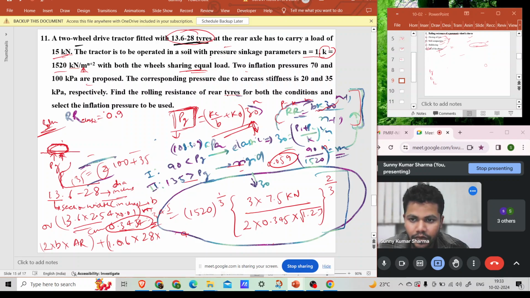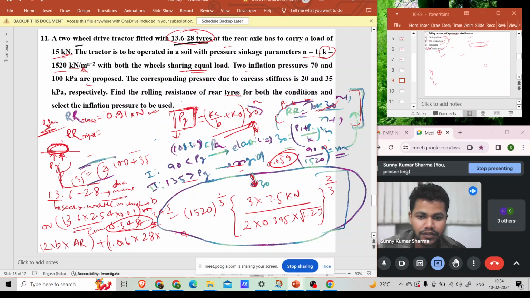What answer came? See, this is right, 0.91. So it is 0.9127. That is correct.